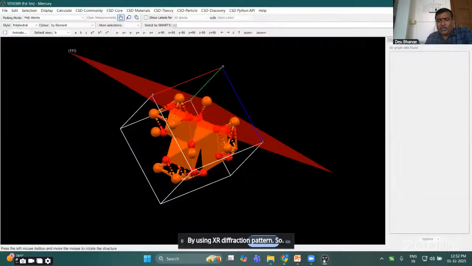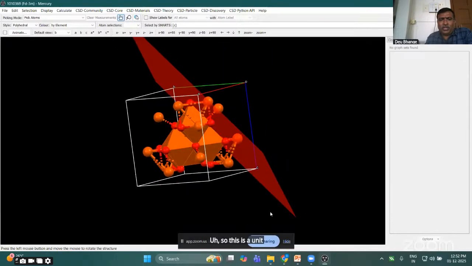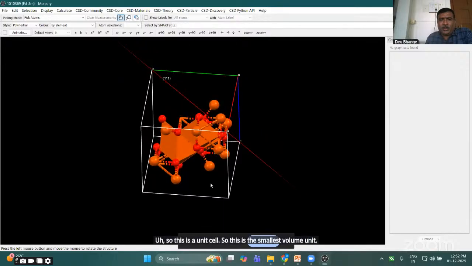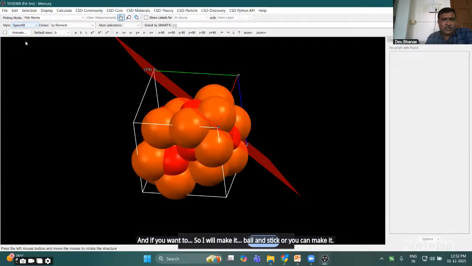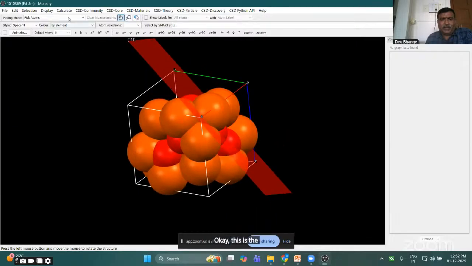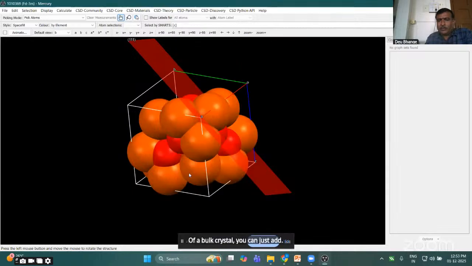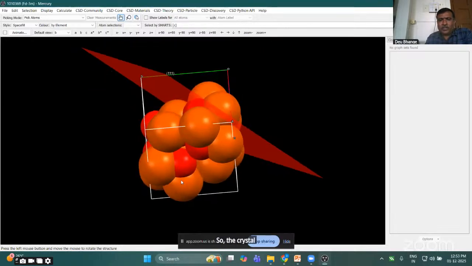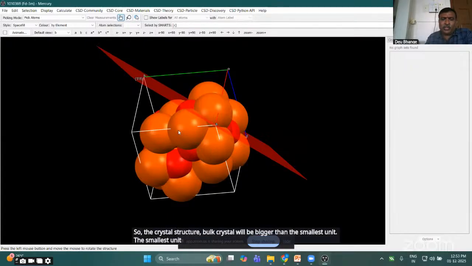First of all, I would like to bring to your notice: this is a unit cell. This is the smallest volume unit, and I will make it ball and stick, or you can make it space fill. This is the lattice, and if you want to see the crystal structure of a bulk crystal, you can just add more. The bulk crystal will be bigger than the smallest unit. The smallest unit we call the unit cell volume.